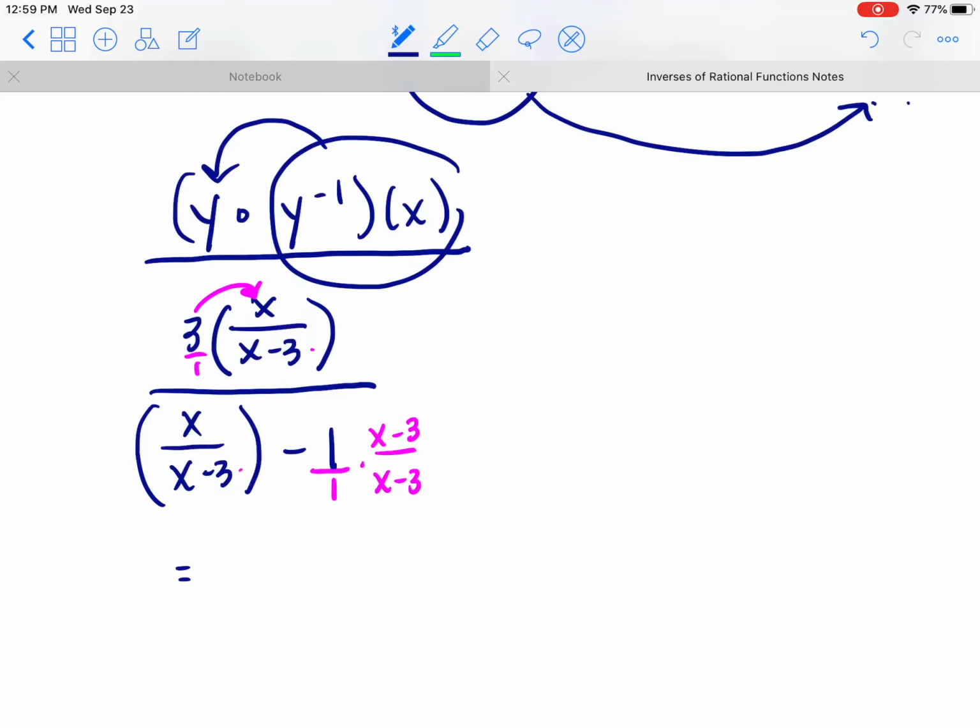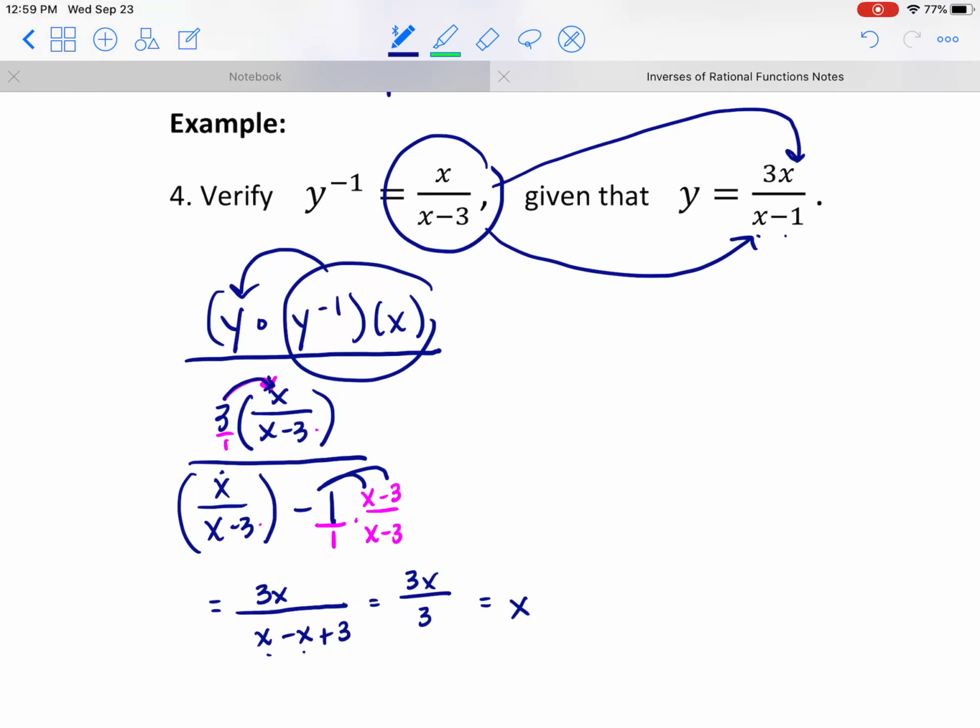I need to focus on what I have in my numerators. So in this numerator, I've got a 3x. In this numerator, I have an x. And then here, I've got a negative 1 times x, which is a negative x, and a negative 1 times a negative 3, which is a positive 3. So what's happening here? Well, 3x on the top, and these will cancel, so just 3 on the bottom. And what happens to the 3's? They also cancel and leave us an x. Okay? So that's what was supposed to happen. All the operations were supposed to cancel and leave us an x.